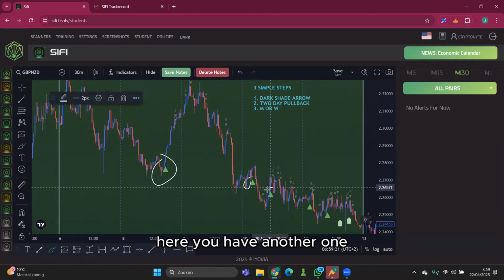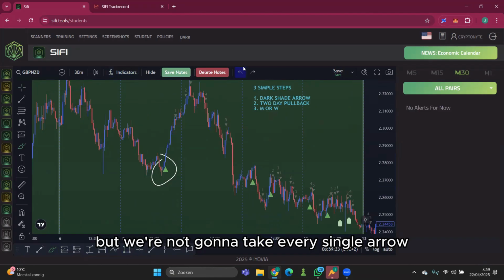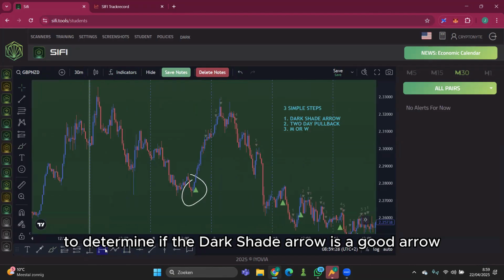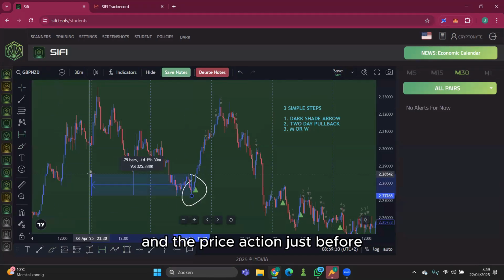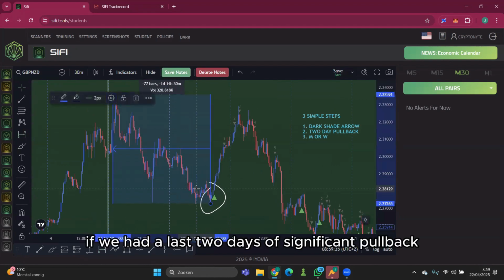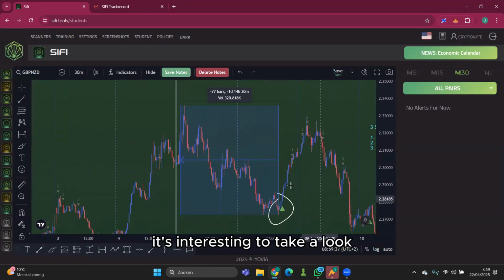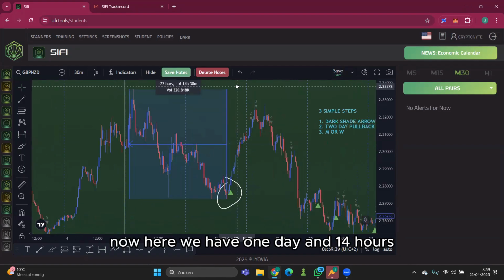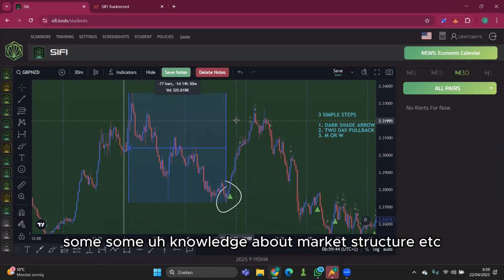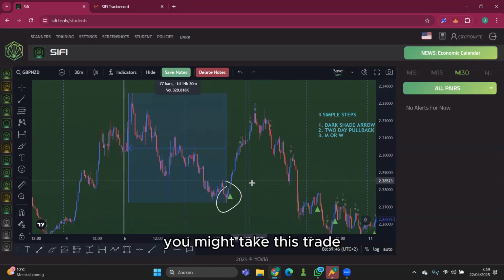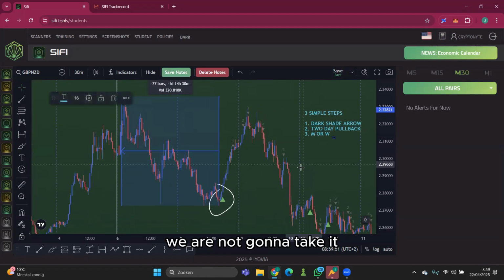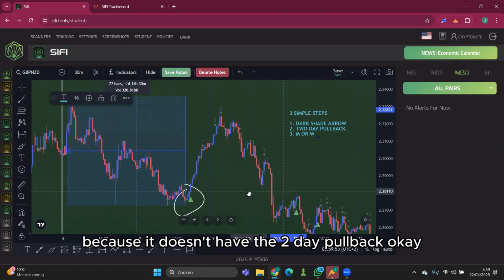Here you have another one, but we're not going to take every single arrow. To determine if the dark shade arrow is a good arrow, we look at price action just before. If we had a last 2 days of significant pullback, it's interesting to take a look. Now here we have 1 day and 14 hours. And if you're experienced, if you have some knowledge about market structure, etc., you might take this trade. I'm not saying this is a bad trade, but according to our rules, we are not going to take it because it doesn't have the 2-day pullback.